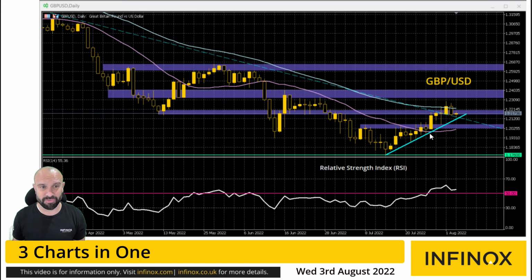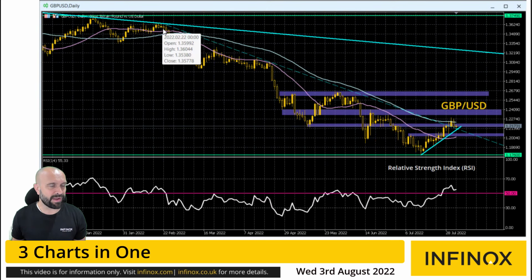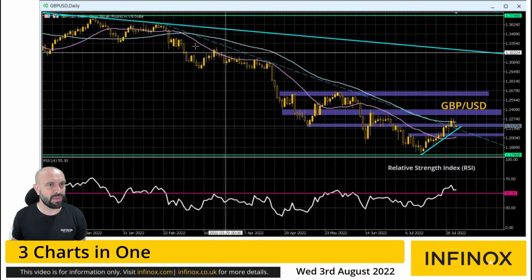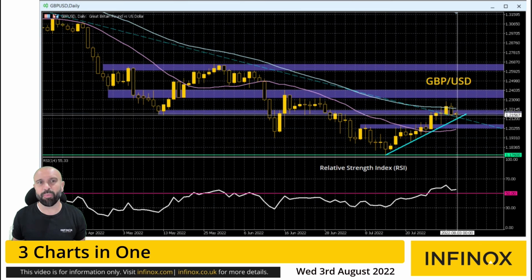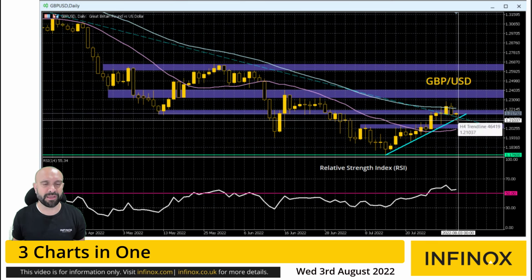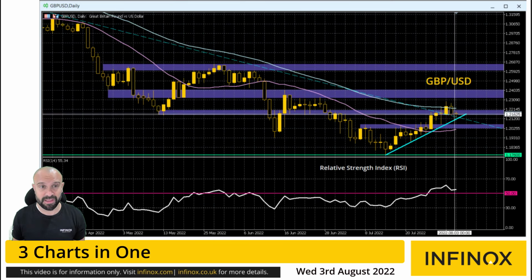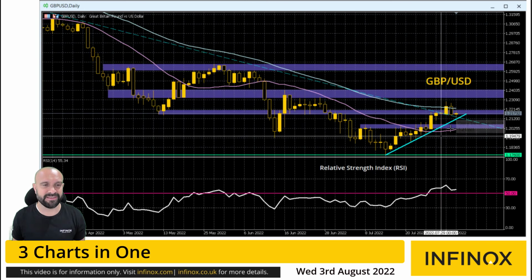We can see this recovery uptrend, which has now actually broken the bigger picture downtrend. That downtrend that started way back in February time on cable has now been broken, and the recovery is progressing well. It's had a little bit of a wobble yesterday, a bit of a dollar pullback, dollar rebound, and that helped to drag cable lower, but it's still in this trend higher.